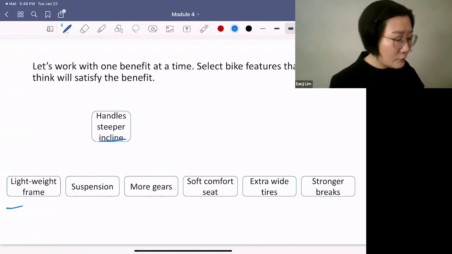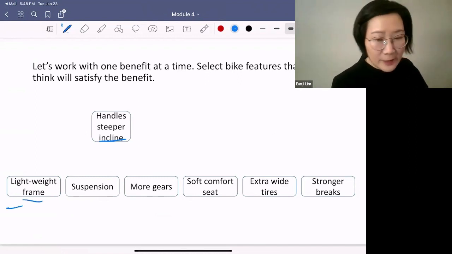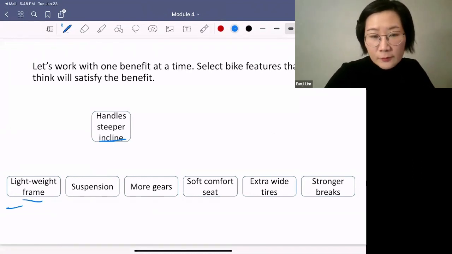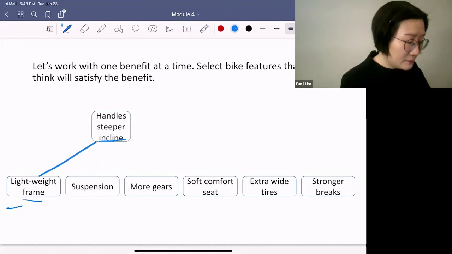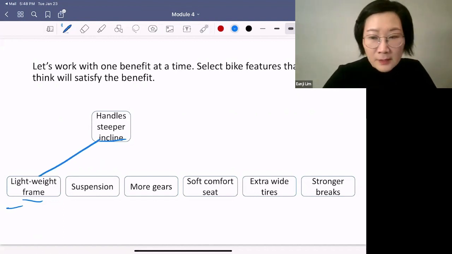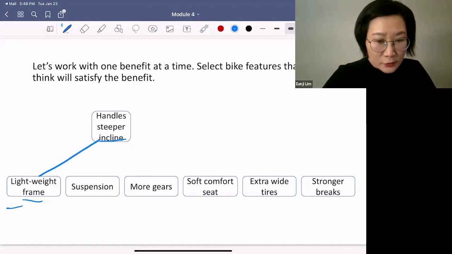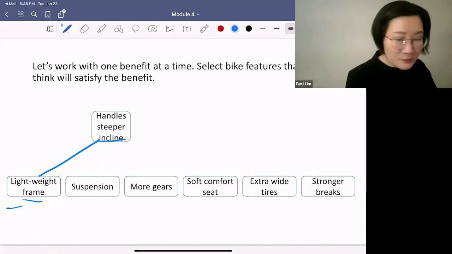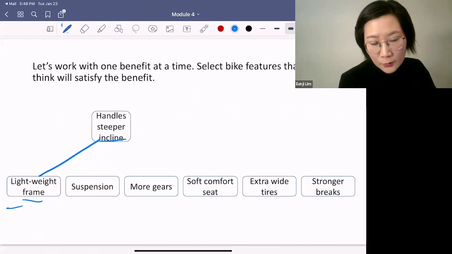features. So if you use lightweight frame, do you think your bike will handle steeper incline? Probably. There could be a positive relationship between these two. So I'm gonna connect these. Now, if you use suspension, do you think your bike will handle steeper incline? Suspension is a shock absorber between the seat and the wheels. Is there a relationship between the two?